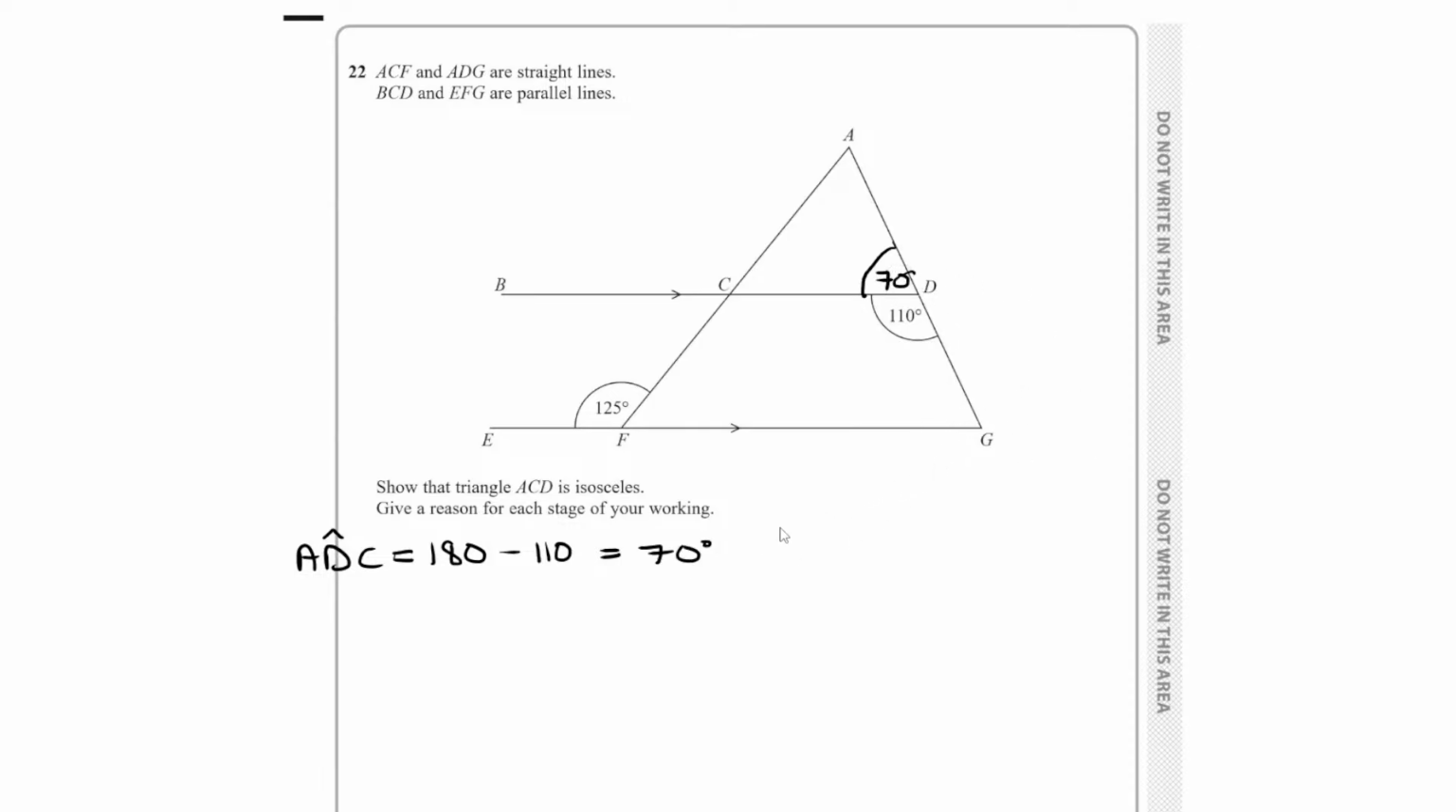70 degrees. And then I would say, because my reason is angles on, it doesn't have to be a full sentence, but just write the keywords, on a straight line are 180, or add up to 180, something like that. So I've got one angle. Then I'm thinking, okay, well, I've used the 110, haven't I? So tick that off, but I haven't used the 125 yet. So what could I use that for?